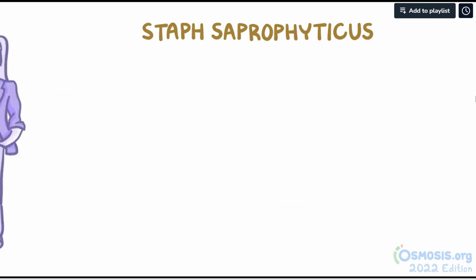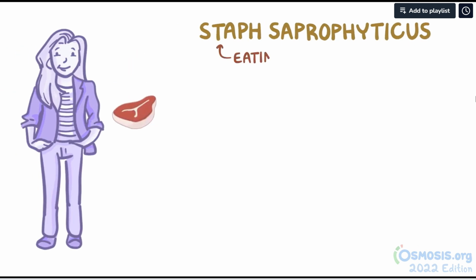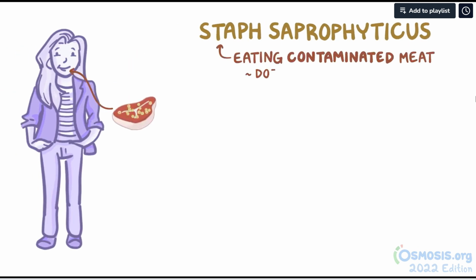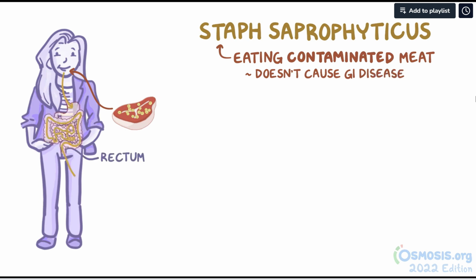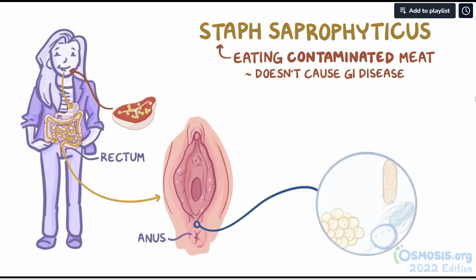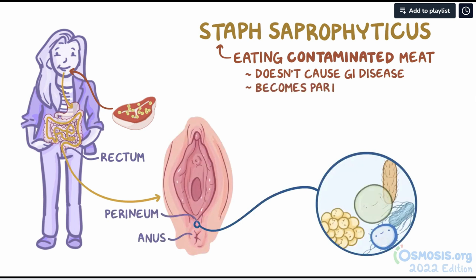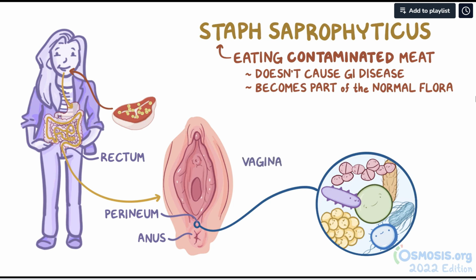Alright, now people get Staph saprophyticus by eating contaminated meat, but this doesn't cause gastrointestinal disease. Instead, from the gut, bacteria get into the rectum, anus, and eventually colonize the perineum, becoming part of the normal flora. From the perineum, it can colonize the vagina, where it doesn't cause any issues, or the urethra, where it can cause a urinary tract infection, or UTI.